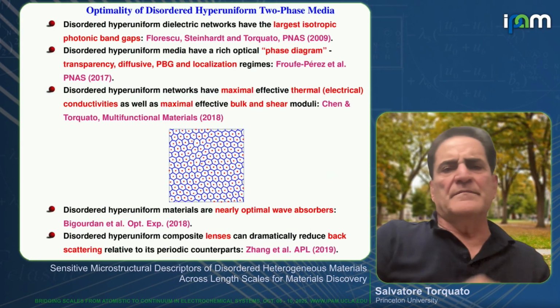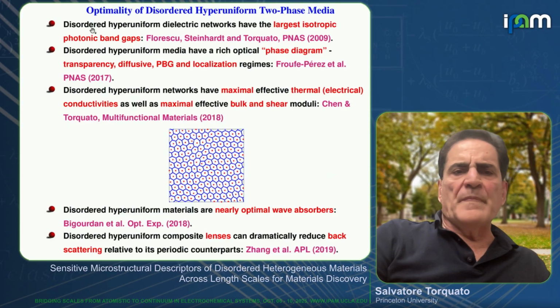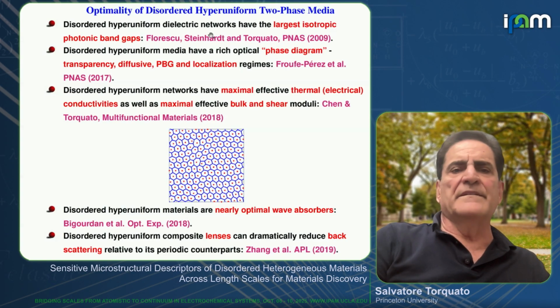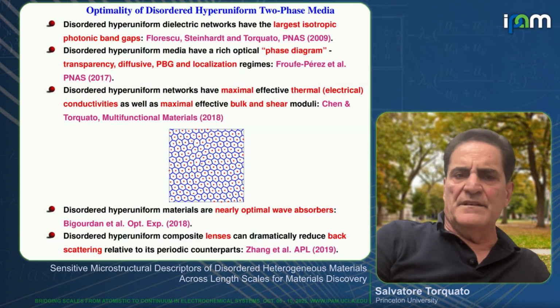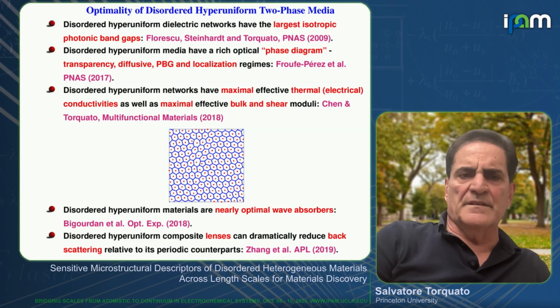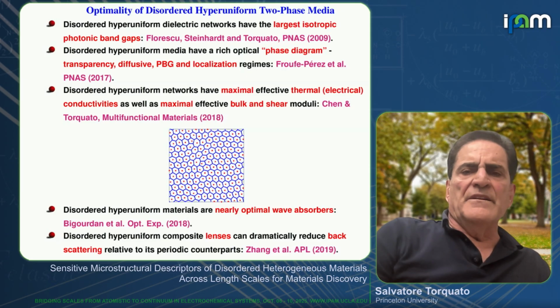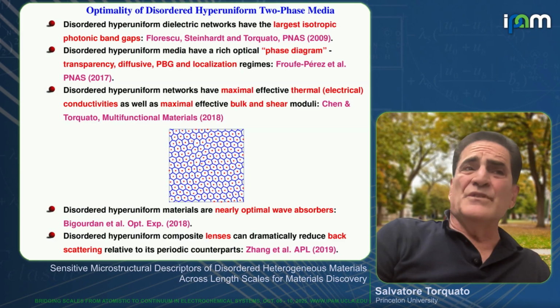Now I want to say something about the optimality in terms of the physical properties of disordered hyperuniform media. We showed with Paul Steinhardt and Marian Florescu in 2009 something that at that time was thought not to be possible. Using these hyperuniform systems, you can create dielectric networks of, say, a high dielectric material in air. So it's a structured material, a cellular material. And you can get the largest isotropic photonic band gaps that you could not get with a periodic crystal.